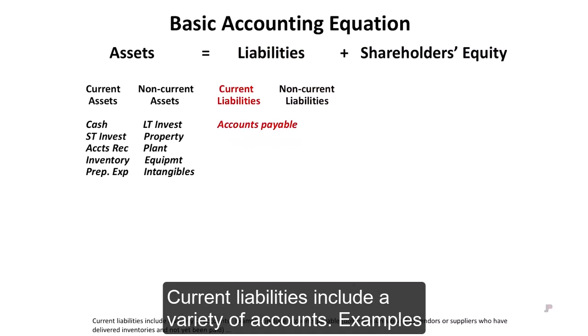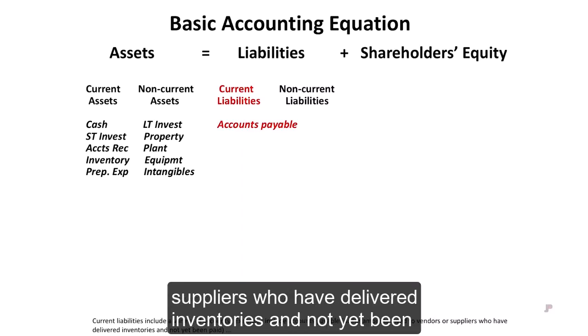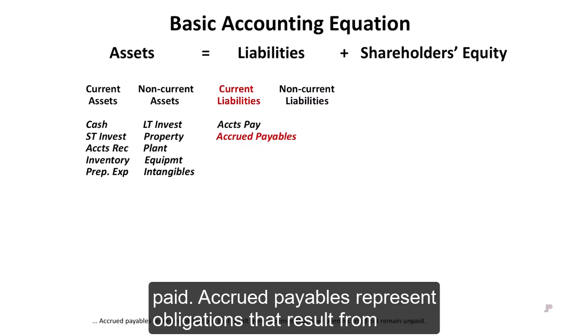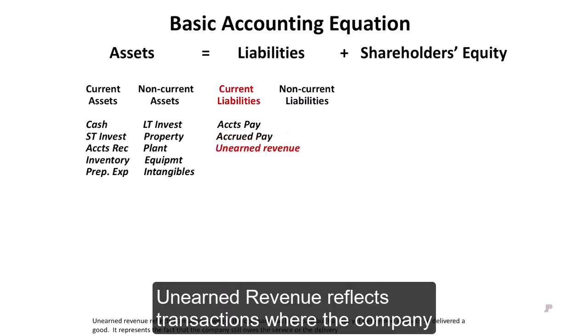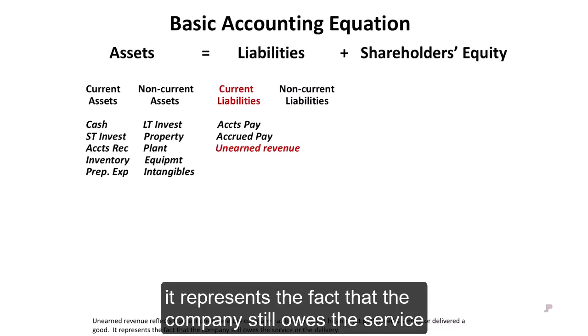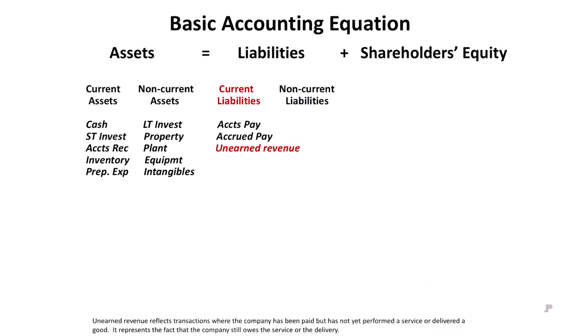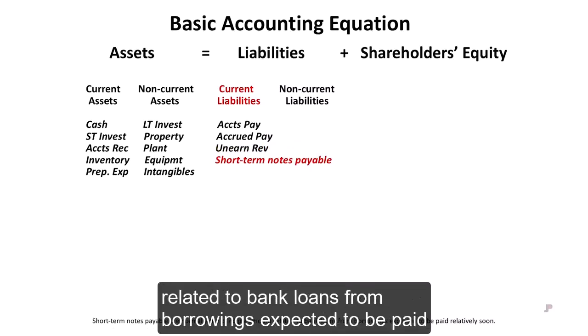Current liabilities include a variety of accounts. Examples include accounts payable, dollar amounts owed to vendors or suppliers who have delivered inventories and not yet been paid. Accrued payables represent obligations that result from expenses that have been incurred but remain unpaid. Unearned revenue reflects transactions where the company has been paid but has not yet performed a service or delivered a good. It represents the fact that the company still owes the service or the delivery. Short-term notes payable are normally the principal amount related to bank loans from borrowings expected to be paid relatively soon.